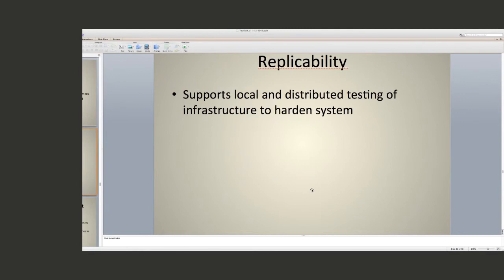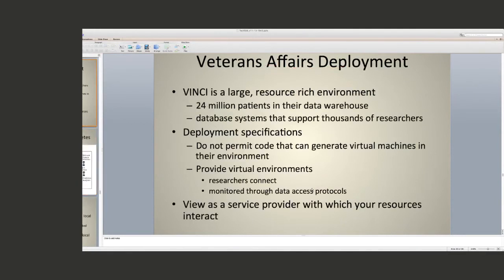Replicability supports local and distributed testing of infrastructure to hardened systems. This was extremely important in the case of the Veterans Affairs deployment, where we have 24 million patients in the data warehouse, and of course thousands of researchers. This isn't our system, that's their system, the VINCI system. So their specification for deployment is that you're not going to be able to generate virtual machines in our environment, but you can tell us what virtual machines you want generated, so you can specify it, and then we'll monitor those systems through our monitoring protocols.